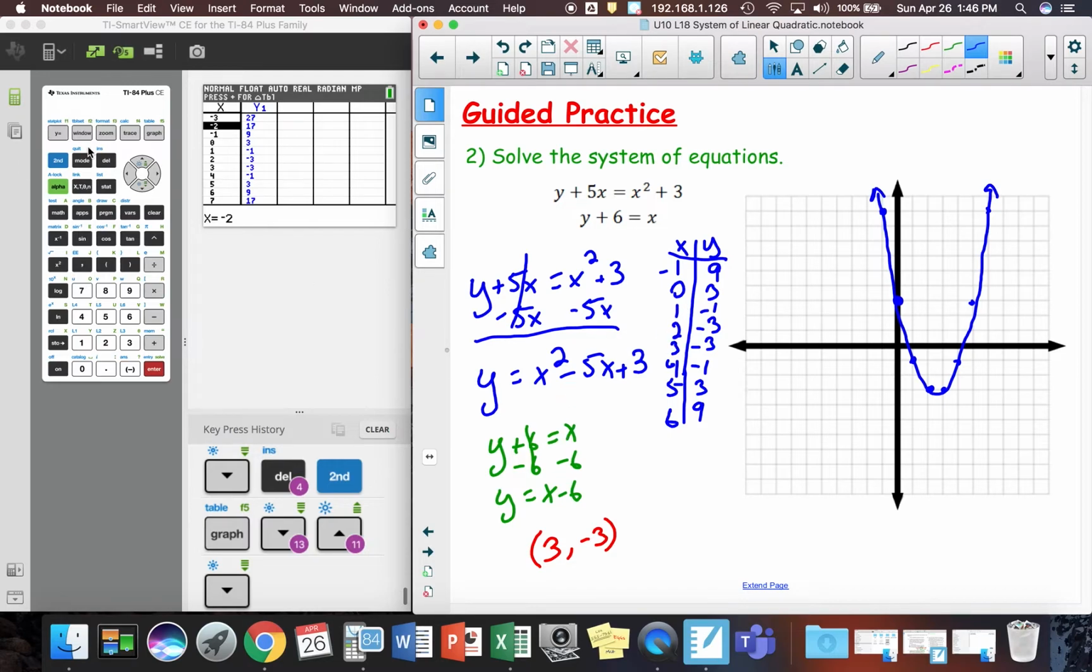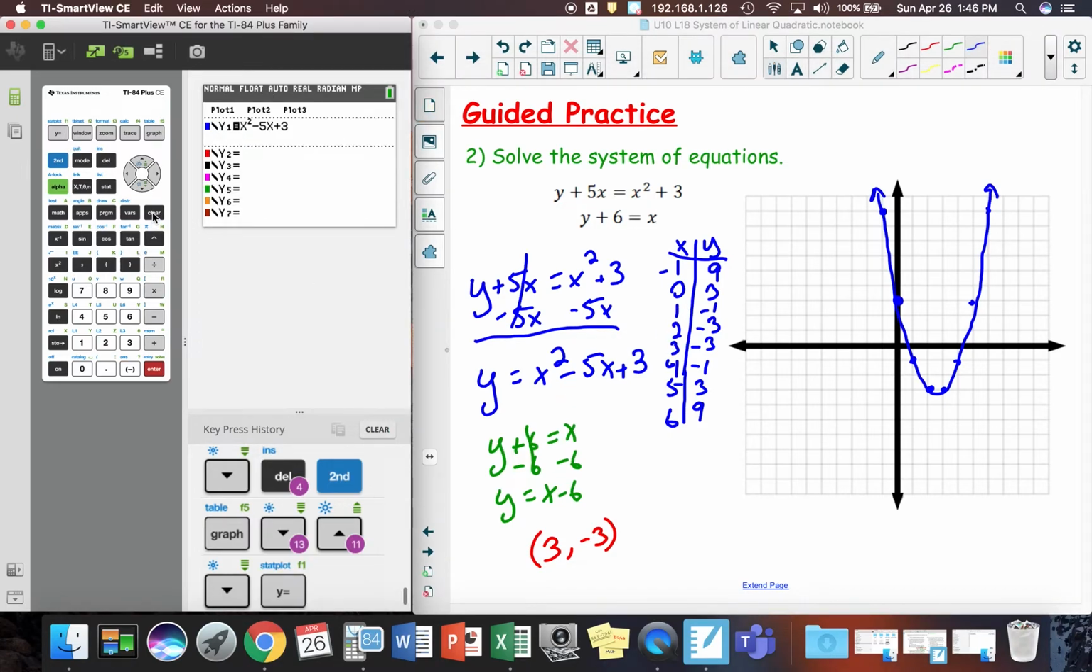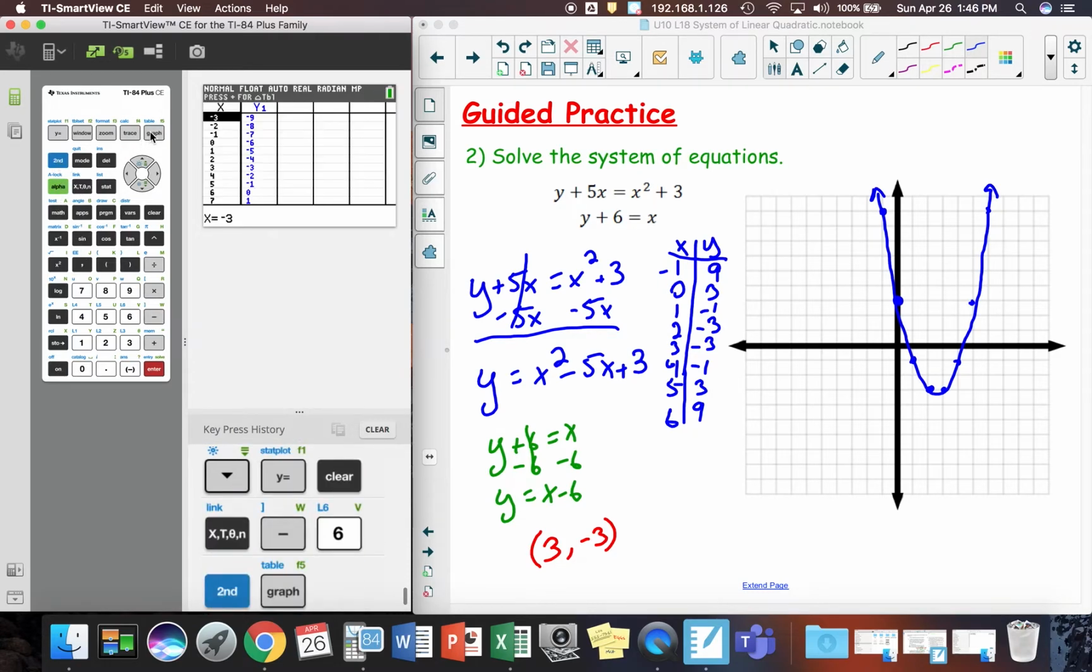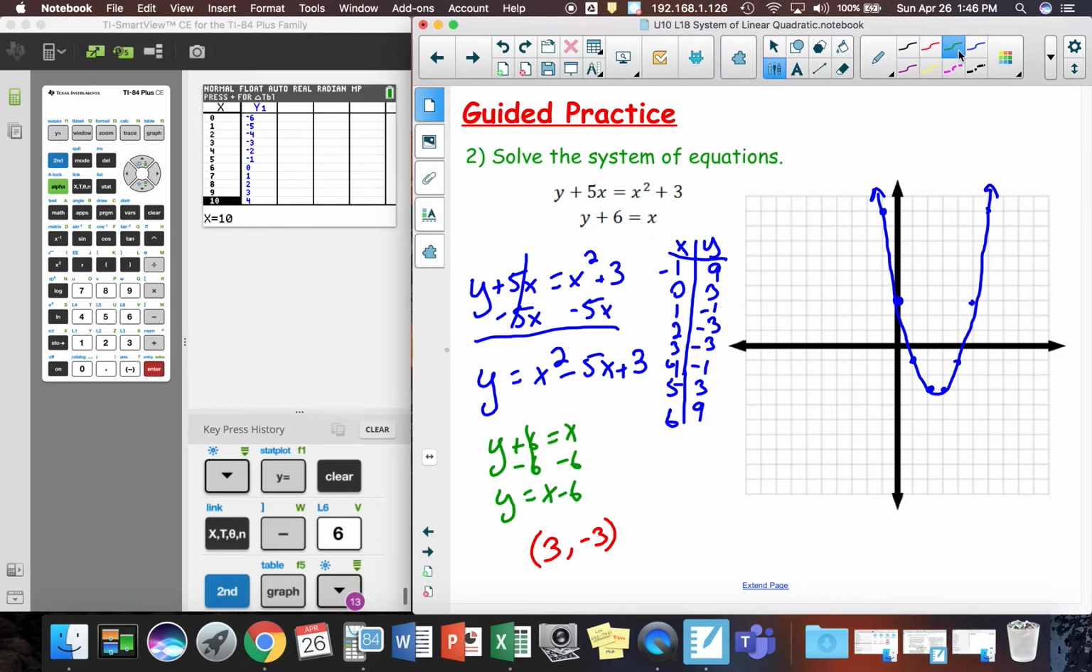And then I'm going to graph my second equation. So I go to y equals, clear this out, and I have x minus 6. And I get a table. Again, I don't really like using the table. I prefer to graph it by hand, so I'm going to do that. I'm going to start with my y-intercept. My y-intercept for this one is -6. 1, 2, 3, 4, 5, 6, right here.